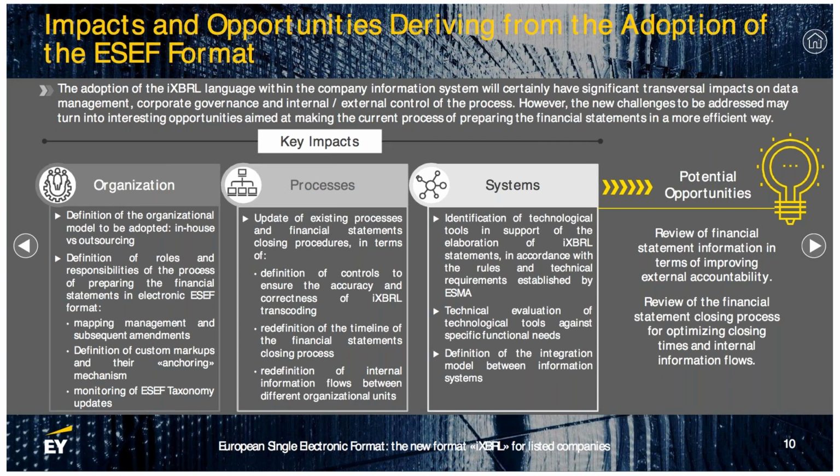So, main impacts: organization, processes, and systems. For sure, these are the main areas in which we are seeing that we can incur some impacts. In the organization, because you have to define the roles and responsibilities of the processes of preparing the financial statement in the electronic format. You have to update your existing processes that have to be audited, and you also have the opportunity to evolve your systems and use some new features, for example Talentia One, that can help you through this new regulatory framework.